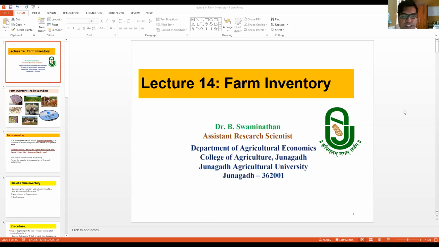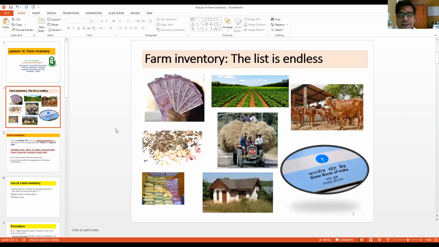So in this class, we'll be seeing what is farm inventory, okay? So when we say farm inventory, you see what we are having. See here, the list is endless. If you imagine you are visiting a farmer's field, and then you're going to his house, you're taking a list of whatever stock he has got, the stockpile, the number of items.